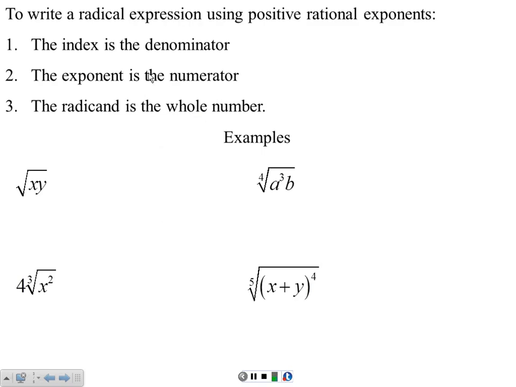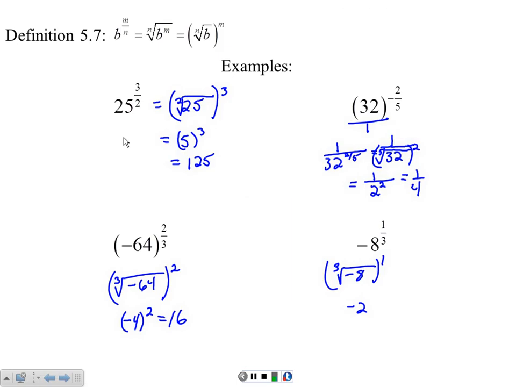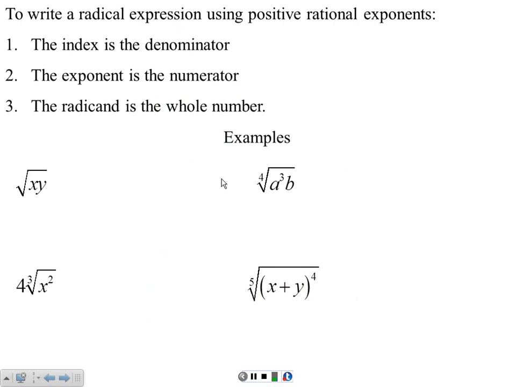Okay, so to write a radical expression using positive rational exponents. Again, what we're going to do here is take our radicals and learn to go the other way. On the previous slide, we took our fractional exponents and learned how to make them into radicals and simplify. Sometimes you have radicals that you need to work with, but you can't because the indices are different. And so that's why you would need to change a radical to a fraction with exponents.